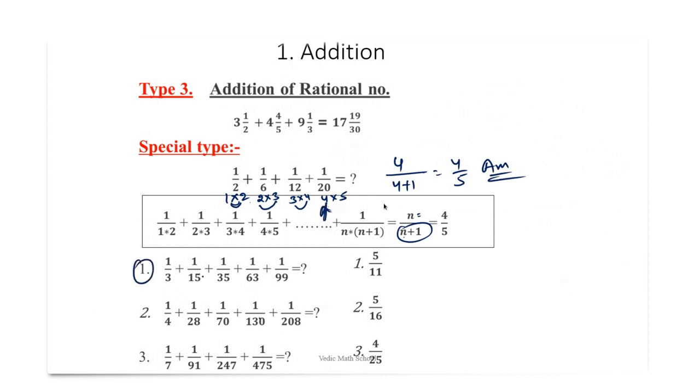Now, in this example, you will see the numerator is also the same. Right? Now, the difference is, if you find the denominator pattern, it will be 1 into 3, this is 3 into 5, this is 5 into 7, this is 7 into 9, and this is 9 into 11. Now, tell me how many terms are there? 1, 2, 3, 4, 5. So n equals 5.